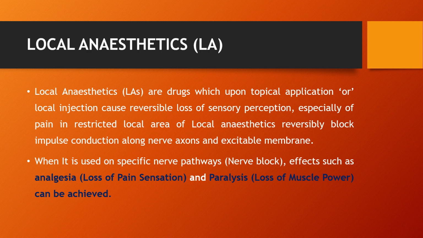Local anesthetics reversibly block impulse conduction along nerve axons and excitable membranes. And when it is used on a specific nerve pathway, or we can say a nerve block, it produces effects such as analgesia and paralysis-like condition. Analgesia is loss of pain sensation, and paralysis is loss of muscle power.